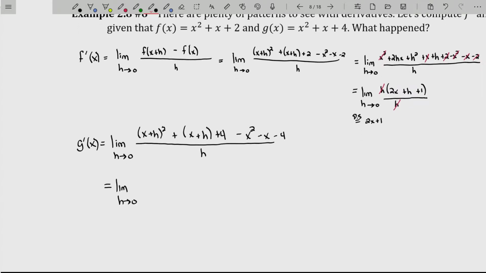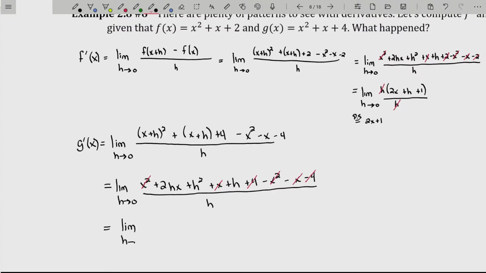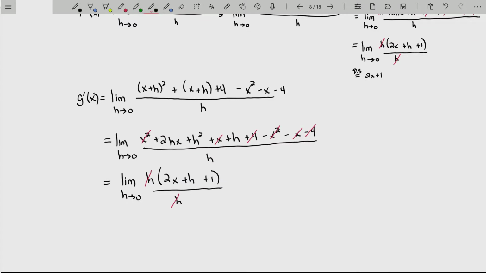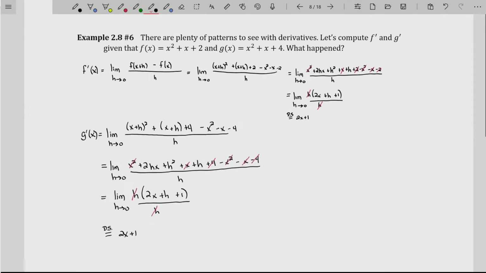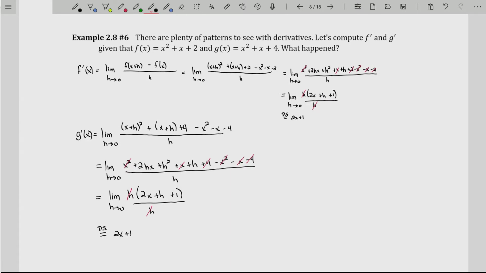Distributing through, you will get x squared plus 2hx plus h squared plus x plus h plus 4 minus x squared minus x minus 4, all over h. Killing off like terms, x squareds cancel, x's cancel, 4's cancel, and we get the following. Limit as h tends to 0 of, I'm factoring out h, h times (2x plus h plus 1) all over h. The h's cancel beautifully, and by direct substitution, we get this beautiful 2x plus 1.